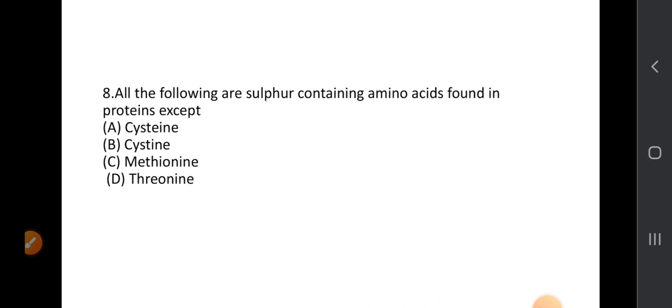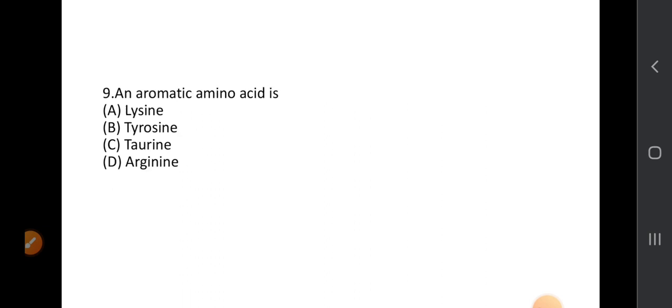Eighth question is, all the following are sulfur-containing amino acids found in protein except A, cysteine; B, cystine; C, methionine; D, threonine. So you can again pause the video and write your answer. Ninth question is, an aromatic amino acid is A, lysine; B, tyrosine; C, taurine; D, arginine. So the thing is, you'll get some easy questions, some very easy questions, then some difficult and some very difficult questions. So pause the video and write your answer.